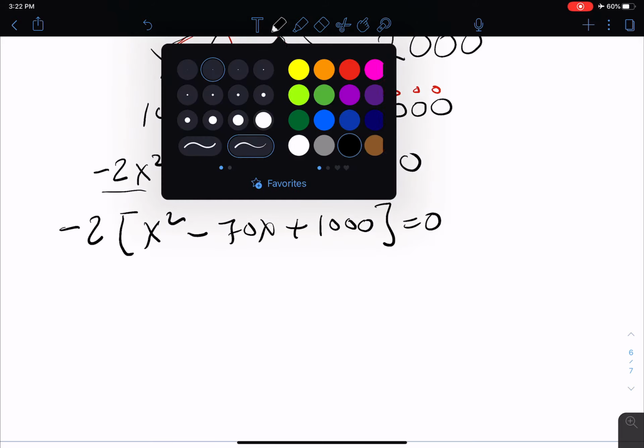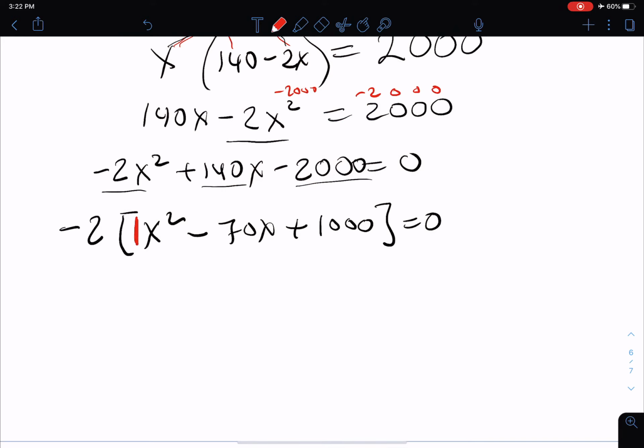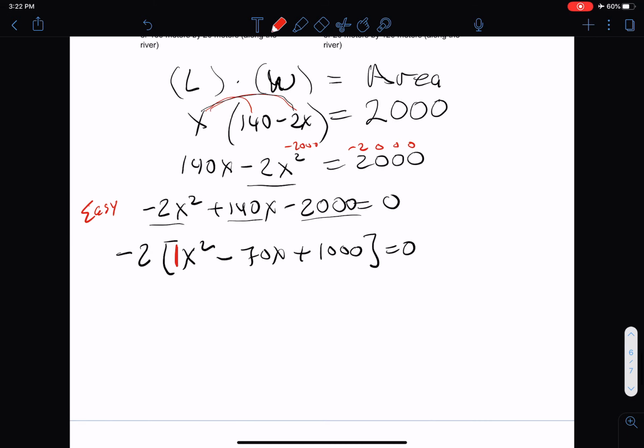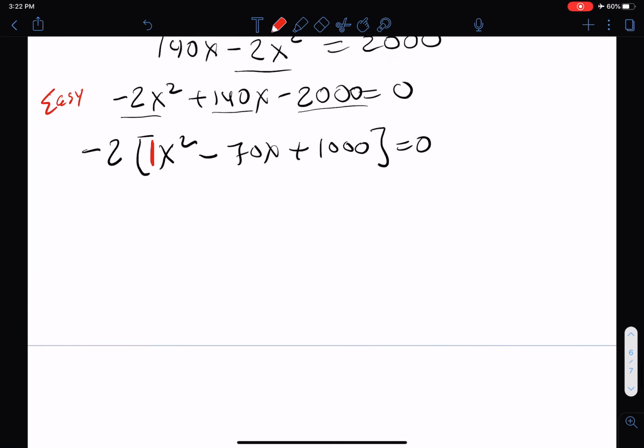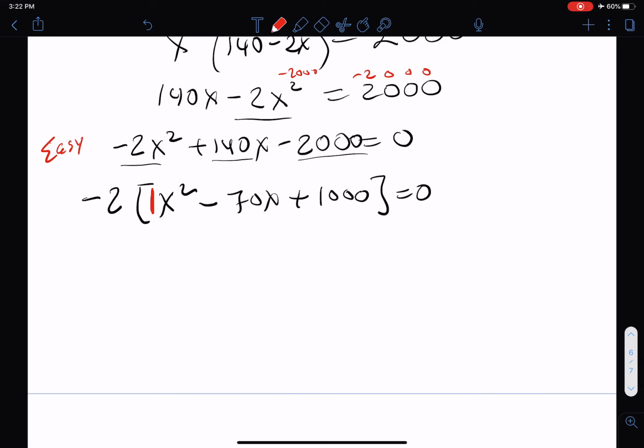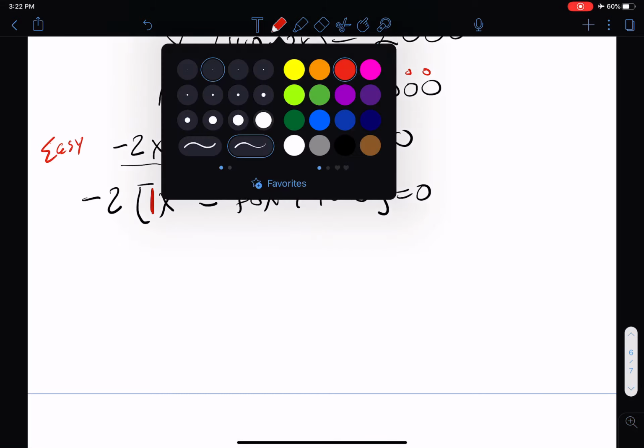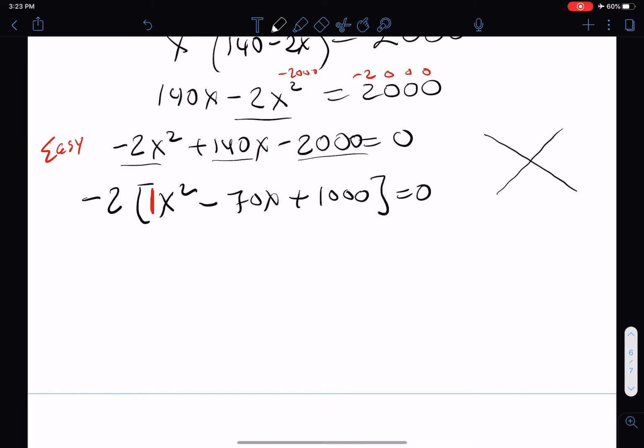Good news. This is now considered an easy problem, other than the numbers are big. But once we find those two numbers, we don't have to go through the process of grouping. So what we're going to do is say, what two numbers will multiply to 1,000 and will add to negative 70. So these two, negative times a negative gives us a positive, and can add up to negative 70.